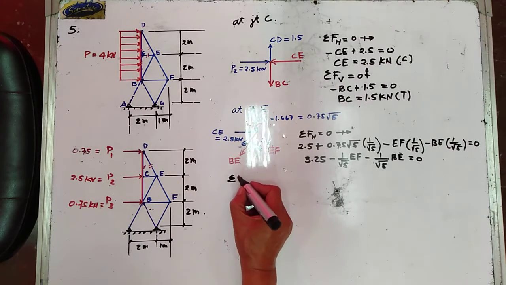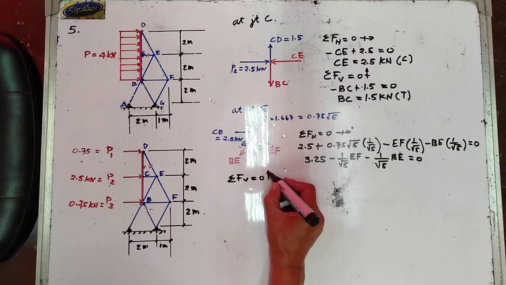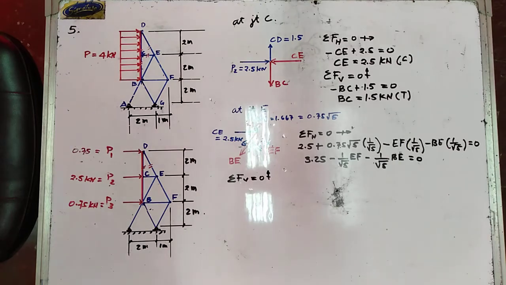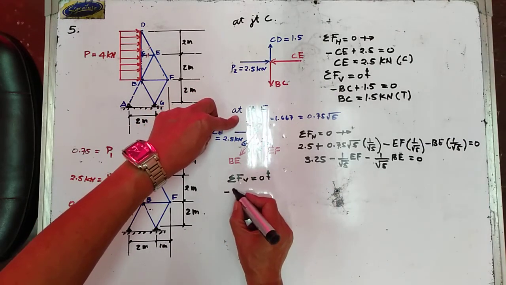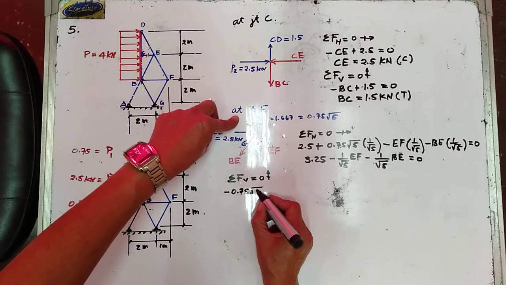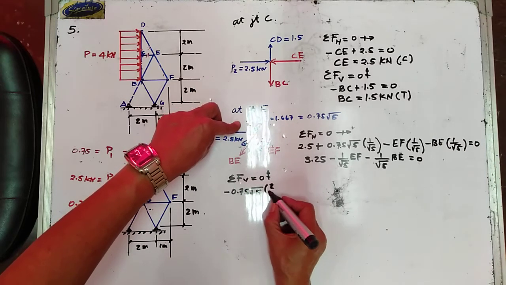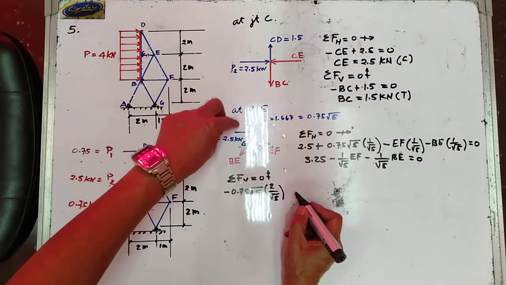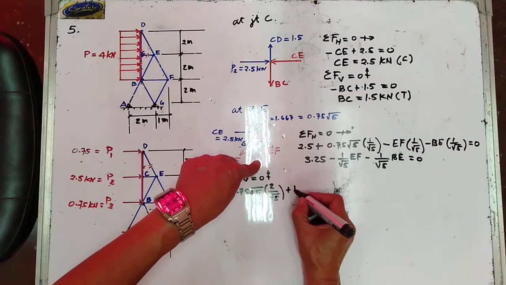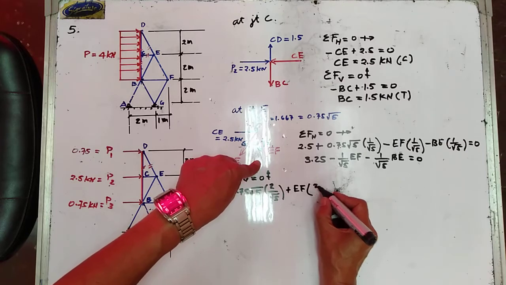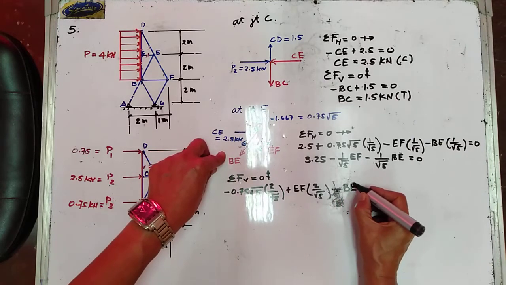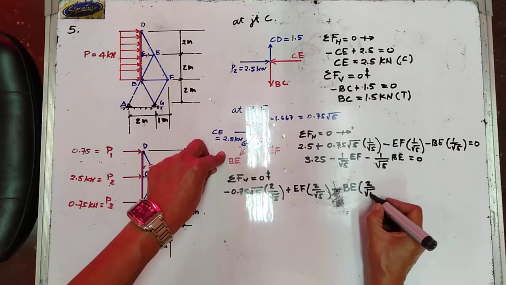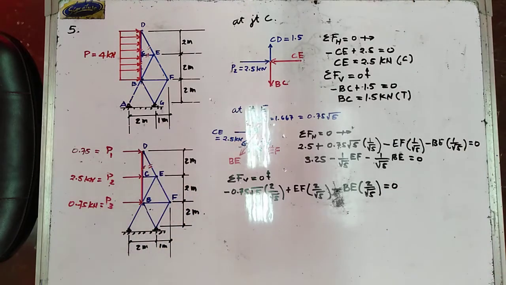Next, summation of forces vertical is equal to 0. We have upward forces positive. So vertical. So we have DE, so minus DE, and DE is 0.75 times the square root of 5. Multiply this one by 2 over the square root of 5. Then plus EF, multiply this one by 2 over the square root of 5, minus the vertical component of BE, so that is BE, multiply this by 2 over the square root of 5, and this one is equal to 0.